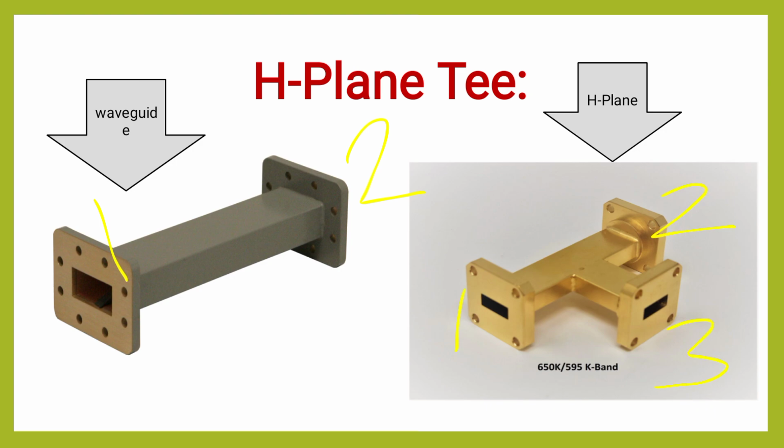Here observe, port 3 is connected to the narrow dimensions of the main waveguide. It is the main waveguide. Port 1 and port 2 are connected to the main waveguide, but port 3 is connected to the auxiliary waveguide. This auxiliary waveguide is connected to the narrow dimensions of the main waveguide. This type of T junction is known as H-plane T.